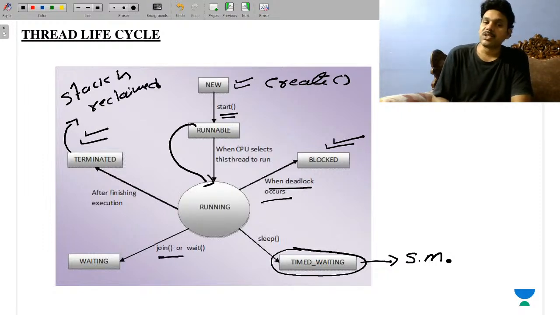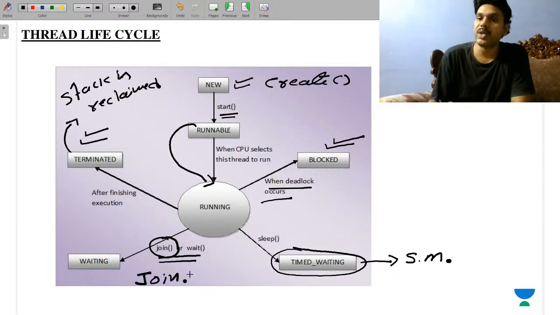Whenever threads are joining, then all your threads are supposed to be under waiting. So we are using the concept of what? Joining. Whenever you are joining the threads, then you have to wait for each other for some time. This is how your thread life cycle works.